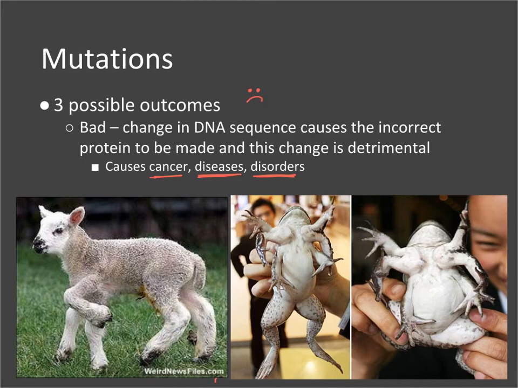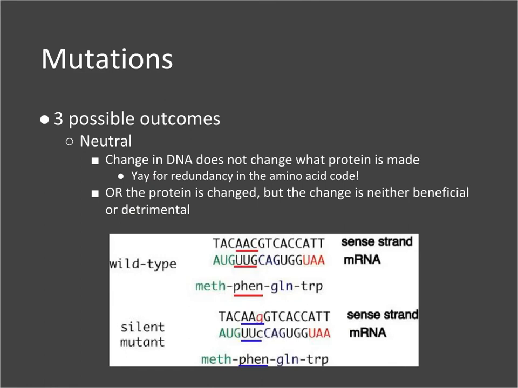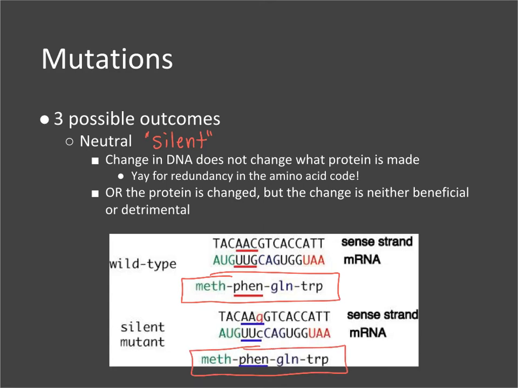that can lead to a lowered quality of life or even death. But remember how we said that some mutations are totally neutral because of that redundancy in the amino acid code. So if the change of the mutation does not change which amino acid is located in which area, then it doesn't matter. And we call this a neutral or a silent mutation, because you'll never know that you have it. If you end up with the same amino acid code, even with the mutation, then it doesn't matter.